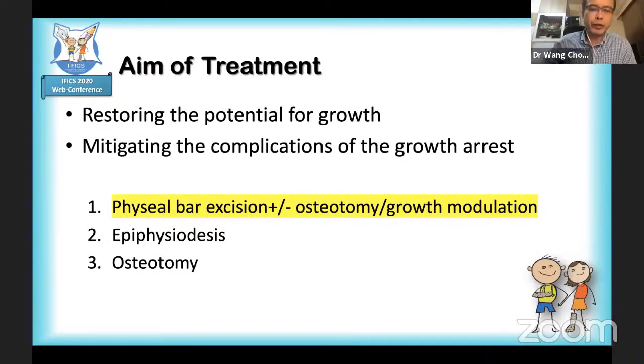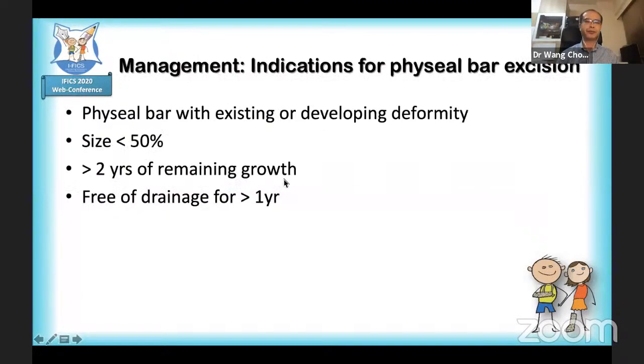The aim of treatment is to restore the potential for growth and to mitigate the deformity resulting from the growth arrest. And the surgical options include physeal bar excision plus other additional procedures to correct the deformity. The other surgical options include epiphysiodesis and osteotomy. In the interest of time, I'll focus on the physeal bar excision.